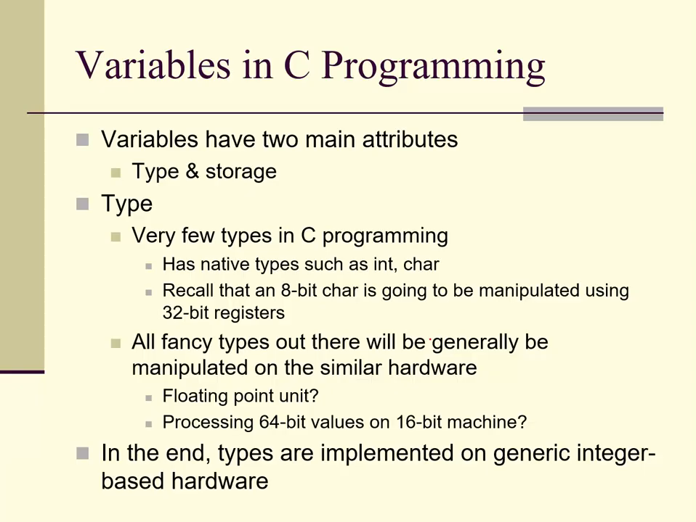So the types, there's very few native types in C, such as the int and char. But recall that a char is pretty universally 8 bits, but it's going to be operated on in 32-bit registers, so it's not super useful. And think about all the fancy types out there. Well, they're going to be manipulated by the same hardware out there. And look, there could be problems.